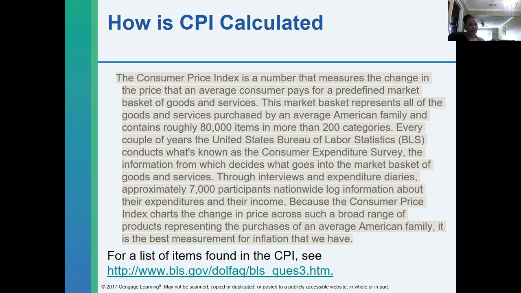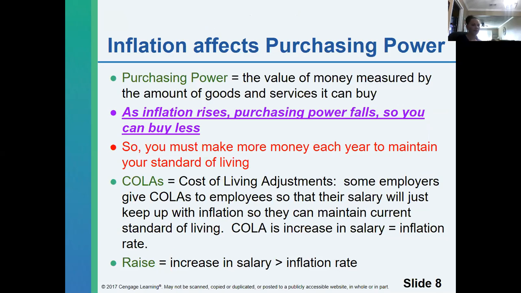Sure, it's good to have an idea of what it is. It's all of these things that they just keep track of over time, how the cost changes. And that's what that big old paragraph on the last two slides summarized together. So what inflation does is it affects purchasing power. Purchasing power is the value of money measured by the amount of goods and services it can buy.